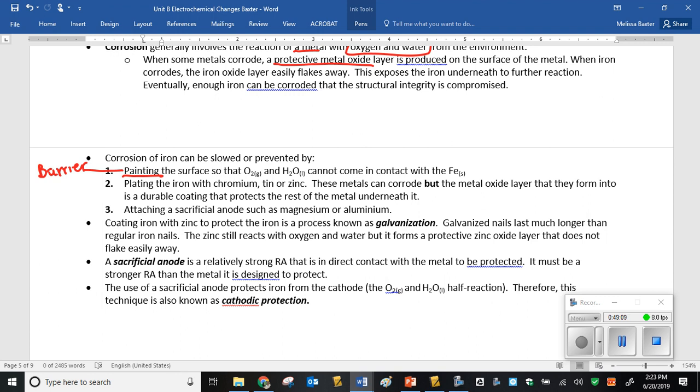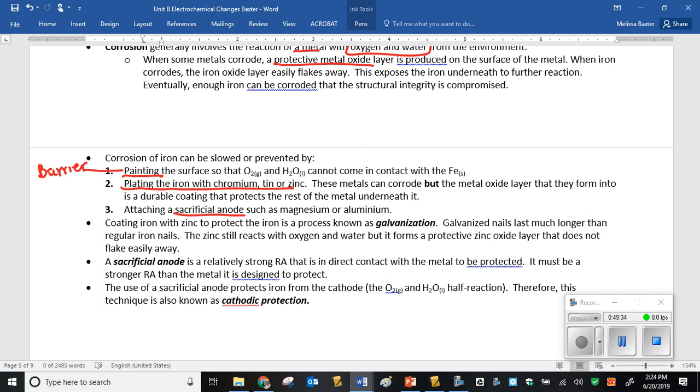Sometimes the barrier will be another metal. So covering the metal that you're trying to protect with something else that won't corrode as easily, or that if it does corrode will form that protective layer. Or sacrificial anodes, like magnesium or aluminum. So those are your basic ways.